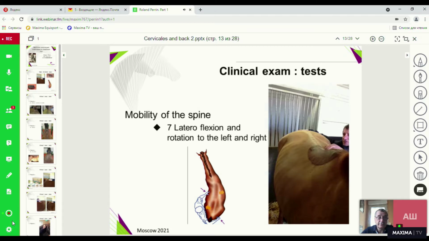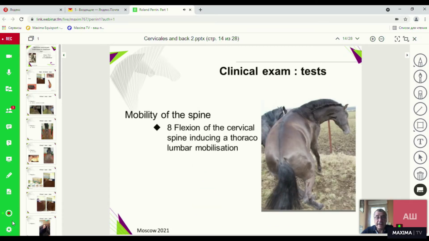It is the same when you do the flexion of the cervical area, you induce a flexion of the first thoracic part of the horse. So this is important too, because when you do a lateral flexion of the cervical area, people think only of the cervical, but in fact you begin to flex the first thoracic too.